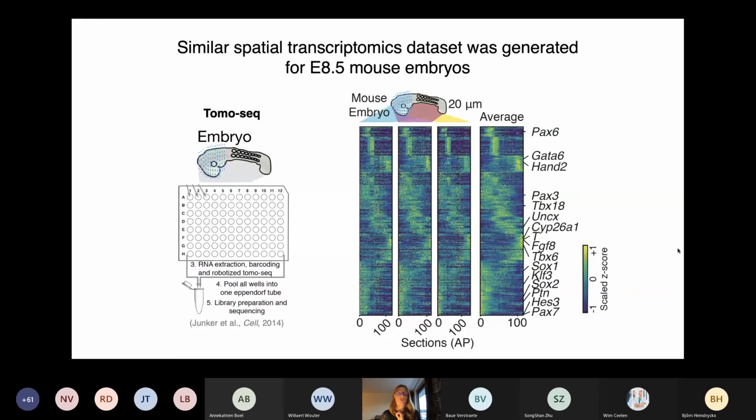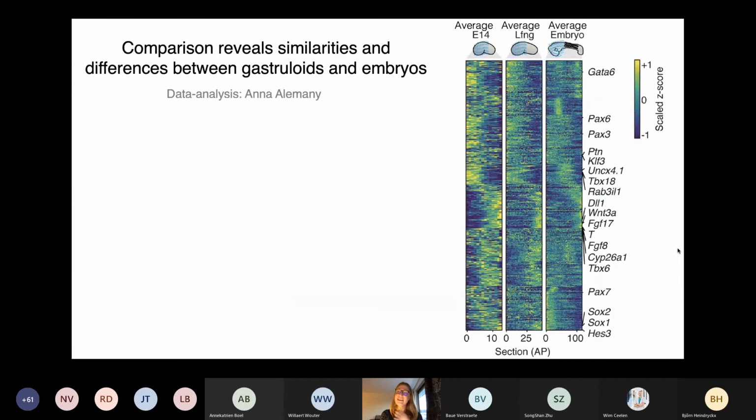And then we can, of course, generate a similar data set for mouse embryos. So that's what we did. And then we can also calculate an average mouse embryo data set. And then we can compare the average gastroloid data set to the average mouse embryo data set. And that actually revealed a lot of new biology about these gastroloids.